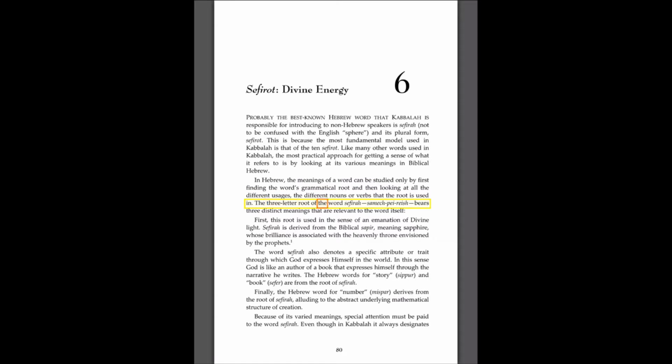The three-letter root of the word Sephirah, Samekh Peh Reish, bears three distinct meanings that are relevant to the word itself. First, this root is used in the sense of an emanation of divine light. Sephirah is derived from the biblical sappir, meaning sapphire, whose brilliance is associated with a heavenly throne envisioned by the prophets. The word Sephirah also denotes a specific attribute or trait through which God expresses Himself in the world.